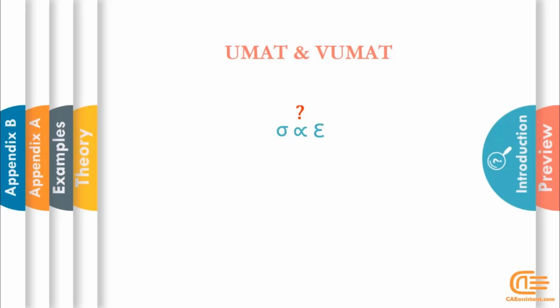Later we return to Hooke's law and the relation between stress and strain. But before that, let's take a look at the subroutine's structure. What exactly does a subroutine do? First, in Abaqus Standard, the user-defined material model is implemented in the user subroutine UMAT. And in Abaqus Explicit, the model is implemented in VUMAT.